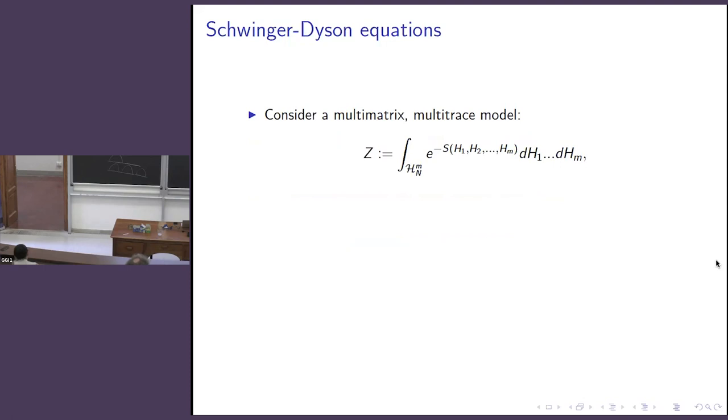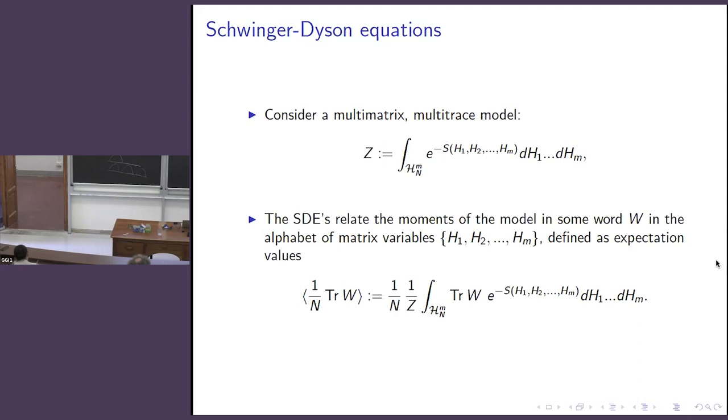So first of all, starting with Schwinger-Dyson equations, what are they? They can even be done for multi-trace, multi-matrix models. You don't have to be in one matrix or single trace. So in general, you have an action S that could be a polynomial in H1, H2, ..., HM, M Hermitian matrices, and you're integrating against product Lebesgue measures on products of Hermitian matrix spaces. What you are really interested in is picking a word in the alphabet of matrix variables, say H1, H2, ..., HM, a non-commutative word in general, and looking at the expectation value of the trace of these products, averaged by 1/N. That's basically what you're interested in.